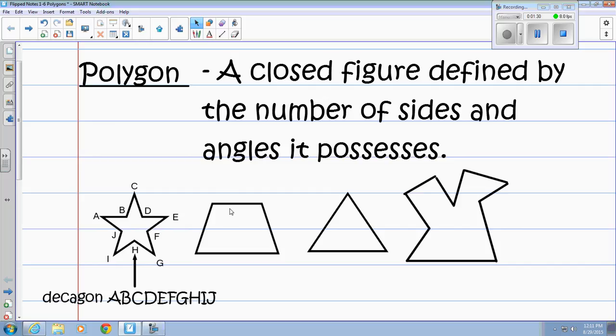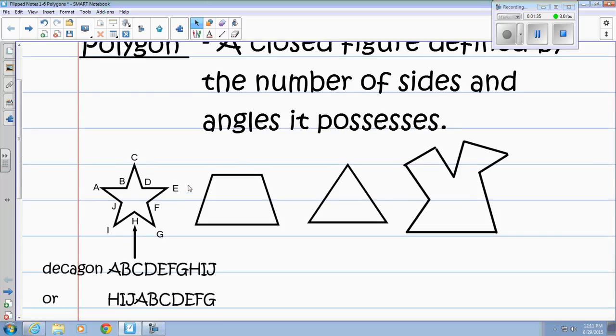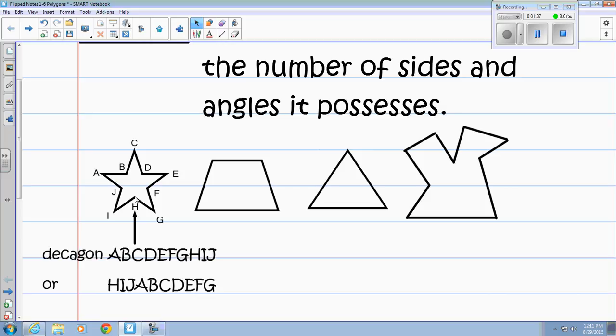Keep in mind, though, that you can still name this polygon using any of the points as a starting point. So for example, I could name it with point H starting first, but I still have to go clockwise. That's the rule. So I could also call it decagon HIJABCDEFG.